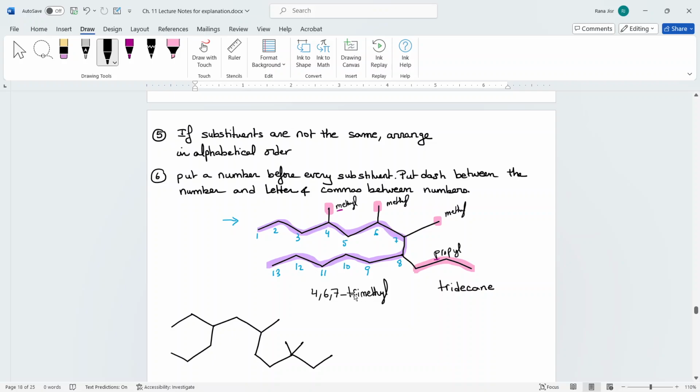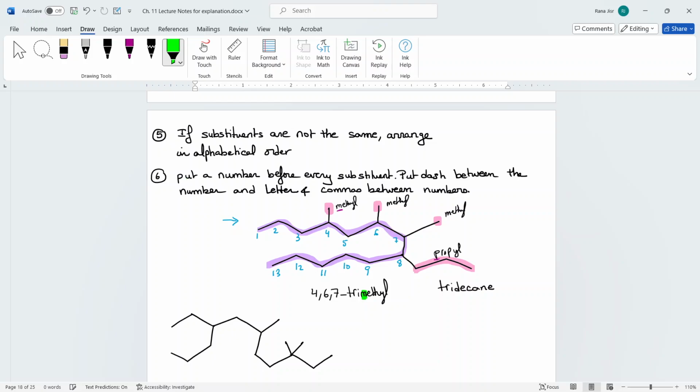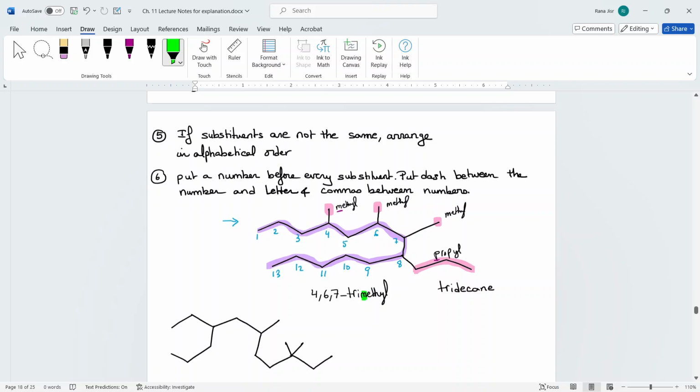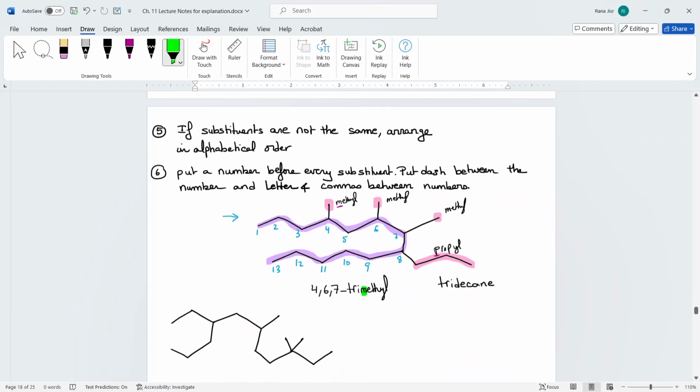The tri doesn't go into the alphabetization. So whenever I am doing the alphabetization, I need to look at the M in the methyl. So always you skip the prefixes when you do the alphabetization. Pay attention to that. And my propyl in there on carbon number 8. So I have 8. That is going to be propyl. No space, and then a tridecane.